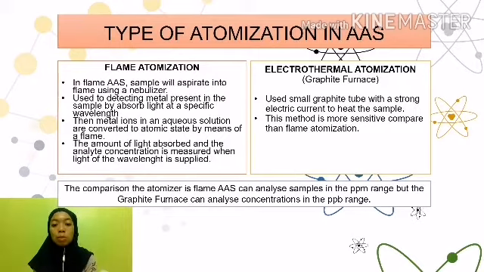Next is electrothermal atomization, which we can also call the graphite furnace. The principle is the same as flame, but the difference is the atomization of the sample. The graphite furnace uses a small graphite tube with a strong electric current to heat up the sample. This method is more sensitive compared to flame atomization. In comparison, flame can analyze samples in the ppm range, but the graphite furnace can analyze concentrations in the ppb range.